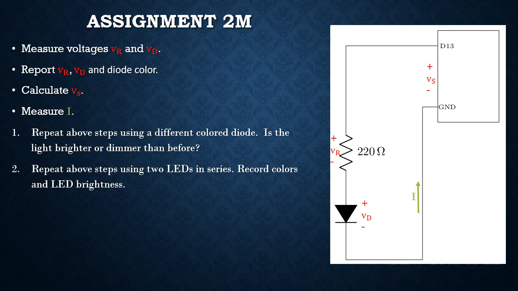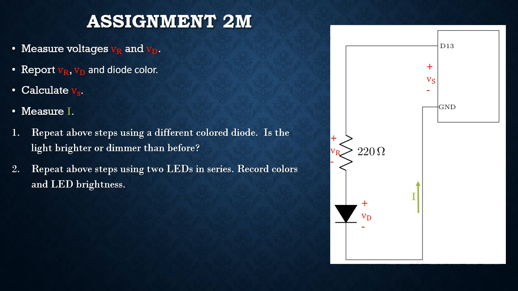functionality. And then I would like you to change the diode that you have in your circuit to a different colored diode. Note the brightness of the light. Is it brighter or dimmer than it was before? And then go ahead and repeat the steps measuring the voltages and calculating the current, and record those.